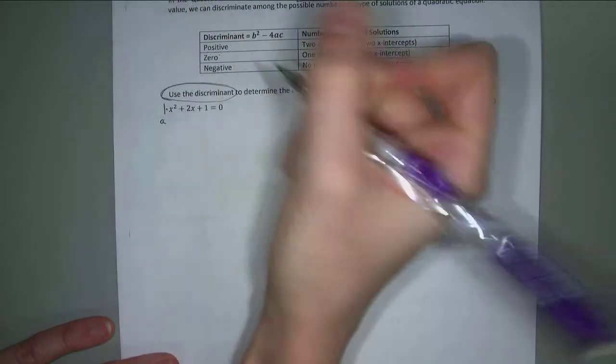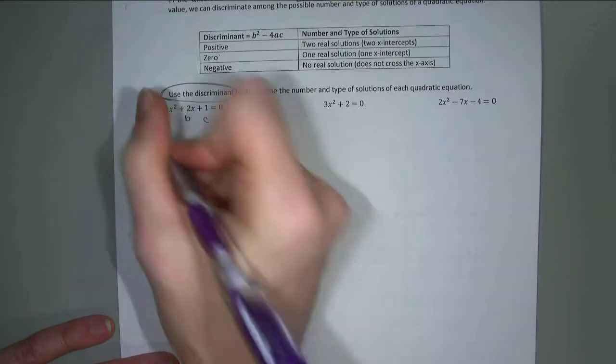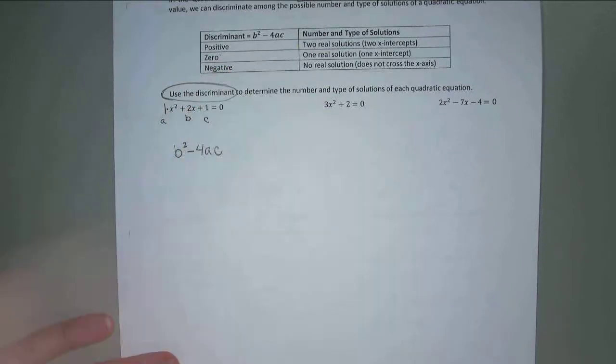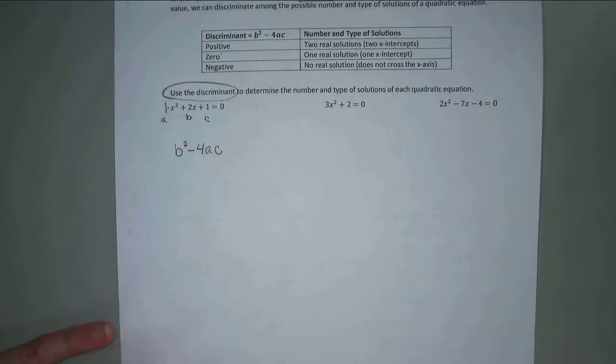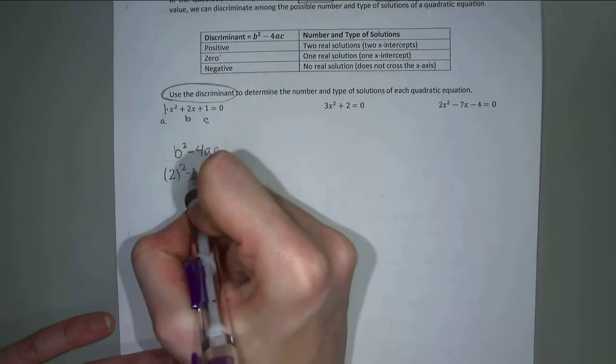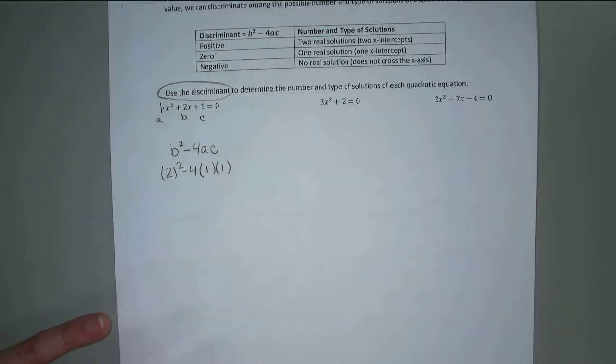My B is 2. My C is 1. So the discriminant, guys, is b squared minus 4ac. That's the part that's under the root. That's the discriminant. So plugging in, we'll have 2 squared minus 4 times a, which is 1, times c, which is 1. And just throw that in the calculator exactly like it looks.